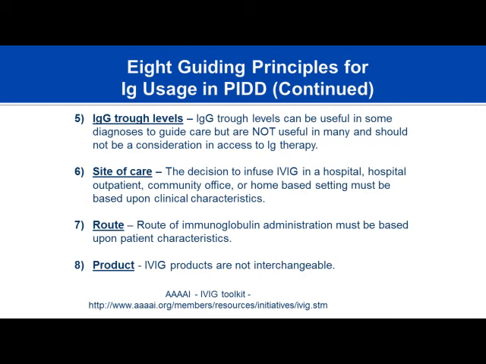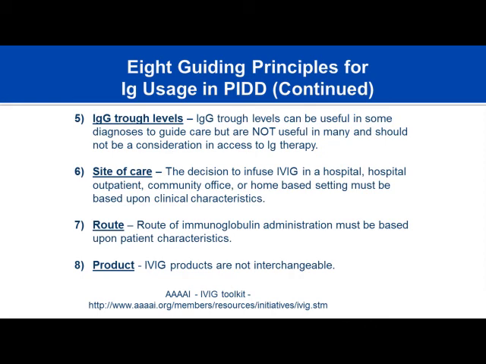The sixth guiding principle is that of the site of care. The decision to infuse immunoglobulin in a hospital outpatient or community office or home-based setting really needs to be based upon the clinical characteristics of the patient. And given the nursing audience, I will cover that in a little bit greater detail in just a minute. The next is the route of immunoglobulin. The route of immunoglobulin administration must be based upon specific patient characteristics, and that particular routes are going to be more optimal for particular patients.